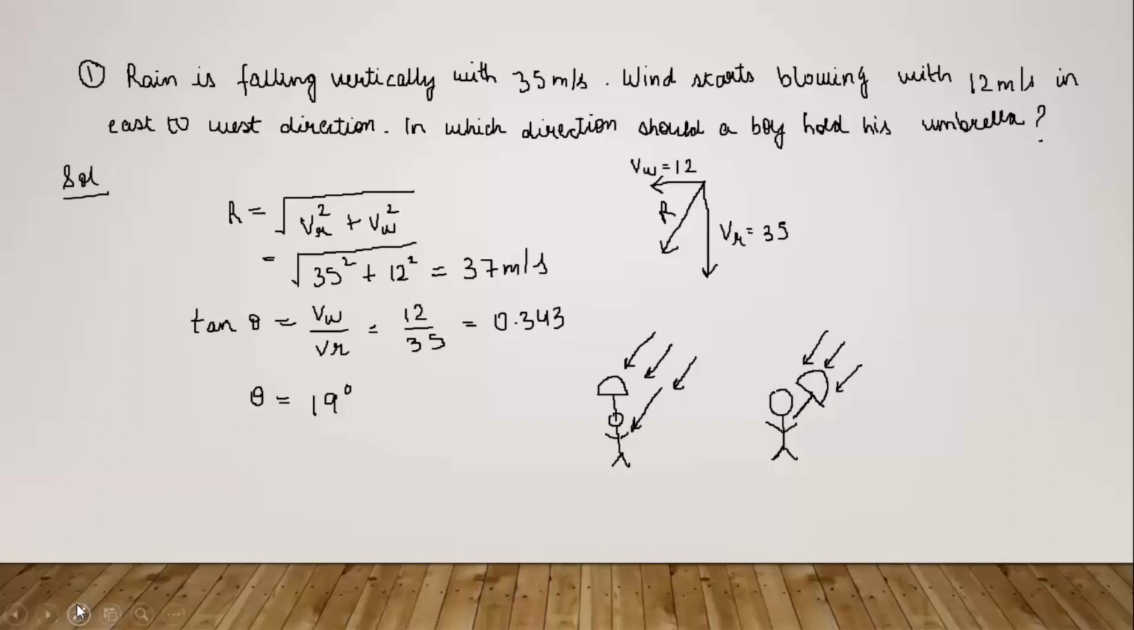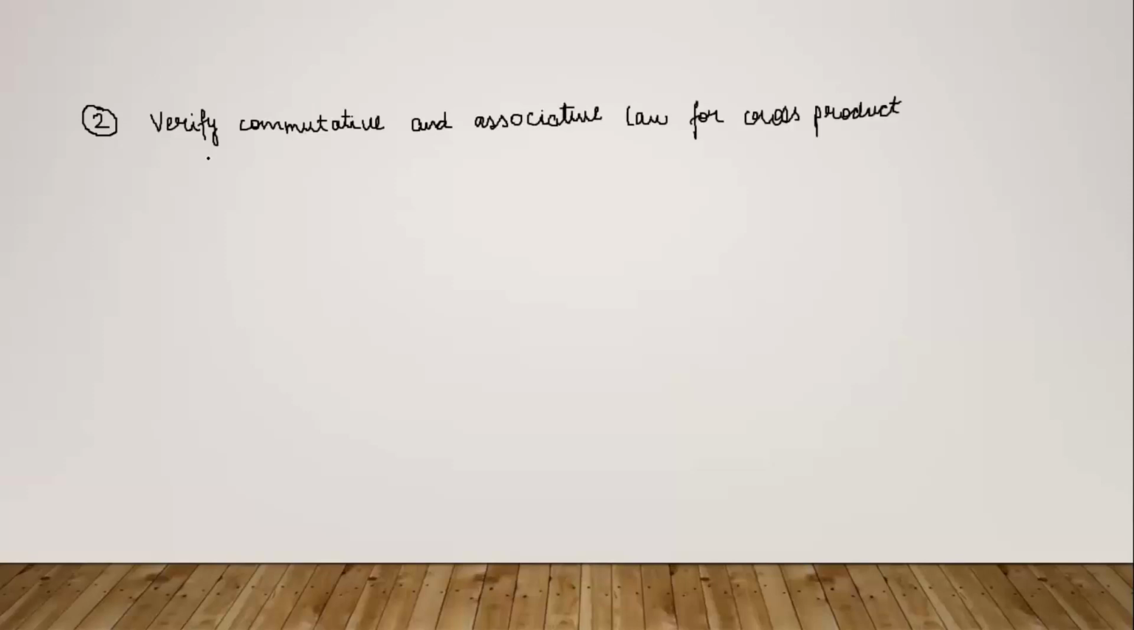Let's now move on to another question. We also discussed in the last lecture a question about the commutative law and the associative law. So here also we are going to do the same, but not for the dot product. It would be here for the cross product. So basically we have to verify the commutative and associative law for the cross product.